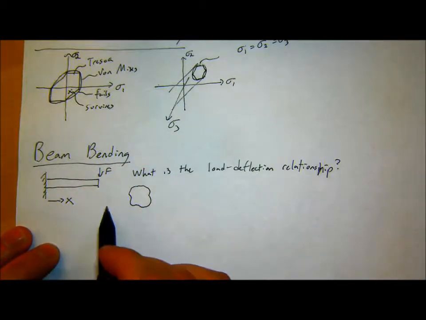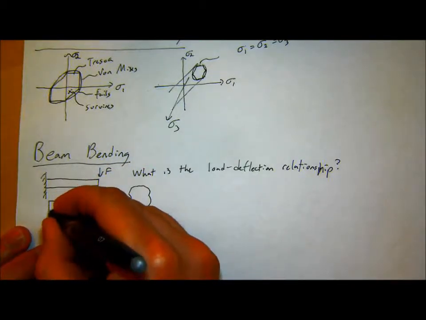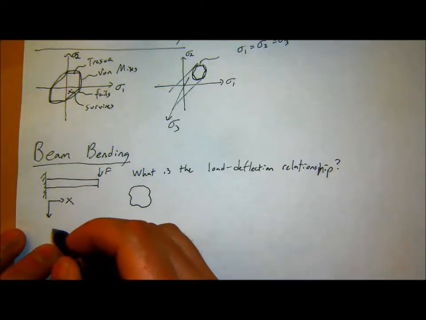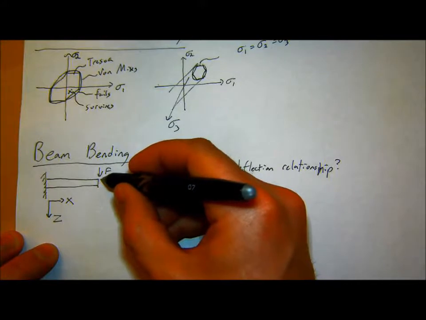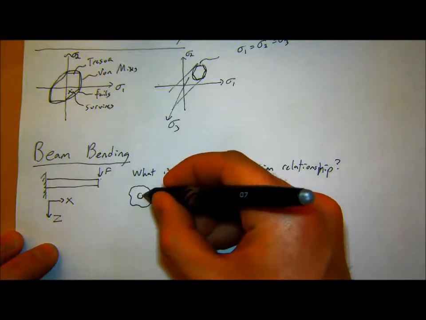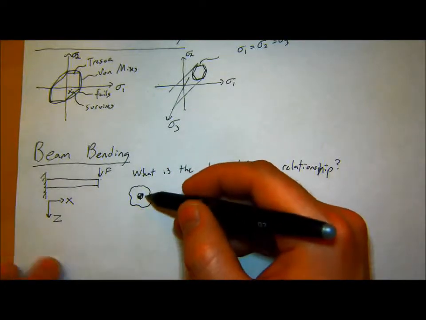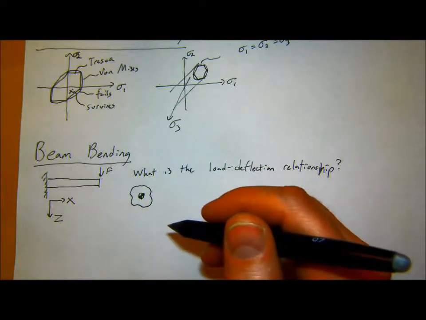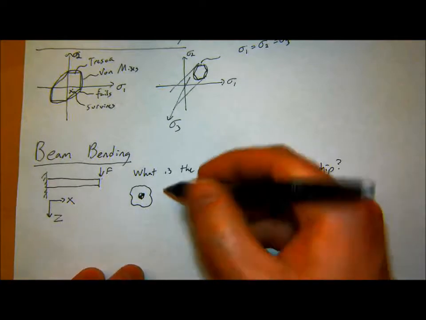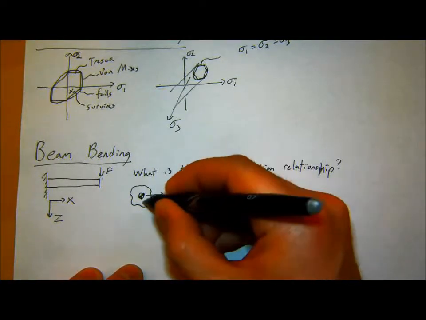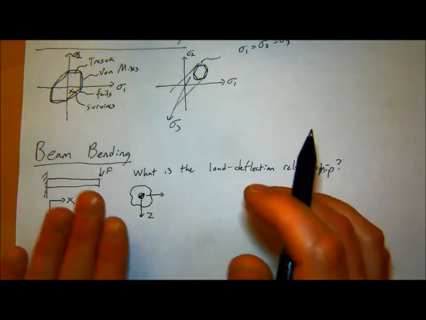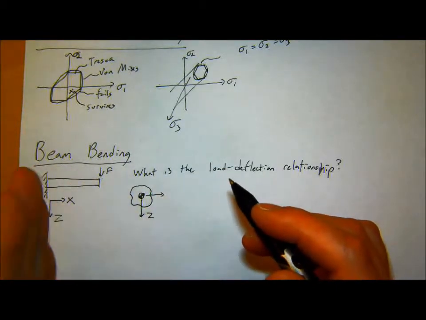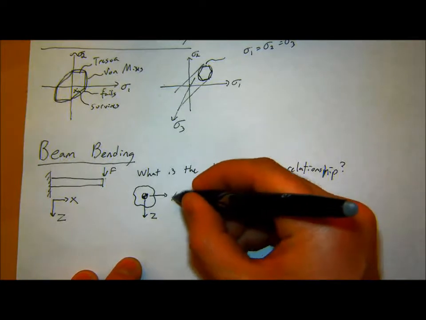My axis along the beam will be my x-axis. My axis down, the axis of deflection, will be my z-axis. And here, my cross-section of the beam, I have some centroid, which is my center of mass, effectively, of the beam. Here now, this is my z-axis, so this is rotated 90 degrees toward the plane, and this is my y-axis.